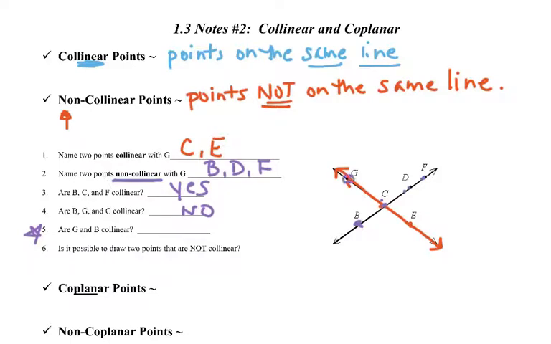Are G and B collinear? A lot of times people will say, no, they're on different lines. But what about this? Could I draw a line? I actually could. It's actually not possible to draw 2 points that are not collinear. In other words, any 2 points, there will always be a line between them. So that's collinear and non-collinear.